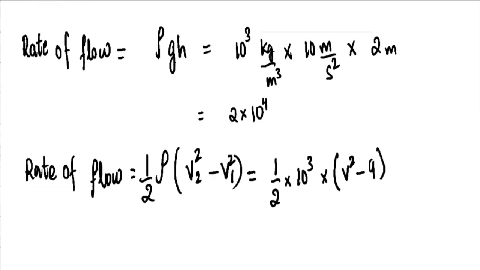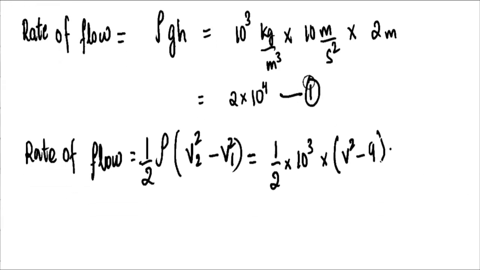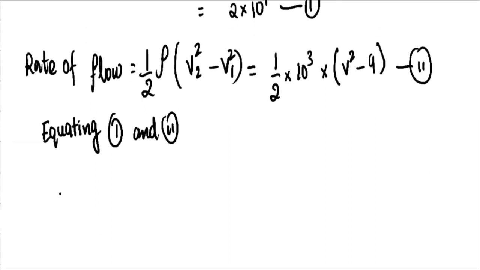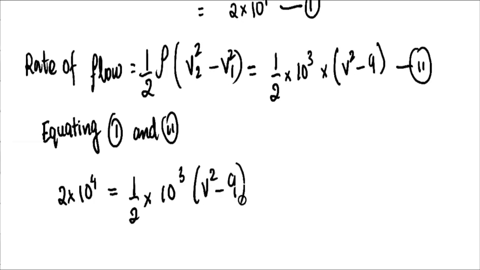Now you can see from equation 1 and equation 2 we can equate them because both are the same quantities. So equating 1 and 2, what we're going to get is 2 into 10 to the power 4 will be equal to half into 10 to the power 3 into V square minus 9. This is what we're going to get.